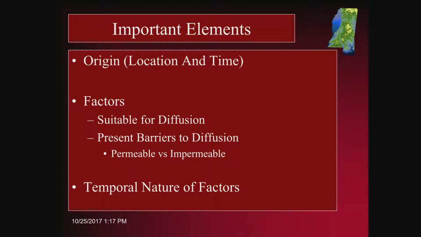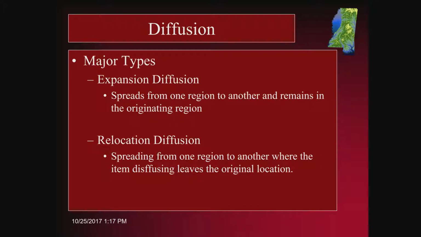There can also be barriers to diffusion. Some can be permeable, some can be impermeable. Obviously, most plants that grow on land can't also grow in water. So water would present a barrier to diffusion. Things like that. And then finally, the temporal nature of factors. The lab today will cover mostly this first one, expansion diffusion.